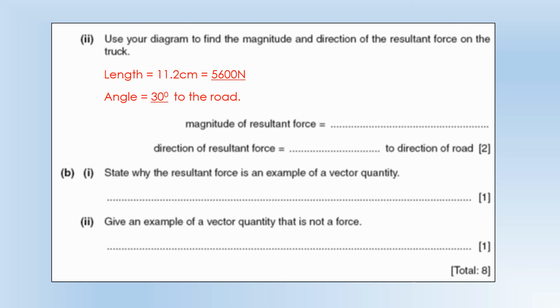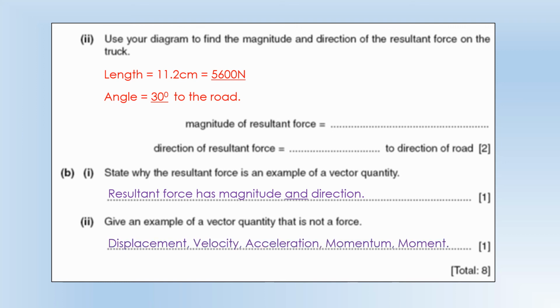State why the resultant force is an example of a vector quantity. Well, it has both magnitude and direction. That's what vector means. Give an example of a vector quantity that is not a force. There are a few. We could have displacement, velocity, acceleration, momentum, moments even. These are all vector quantities. They have magnitude and direction.